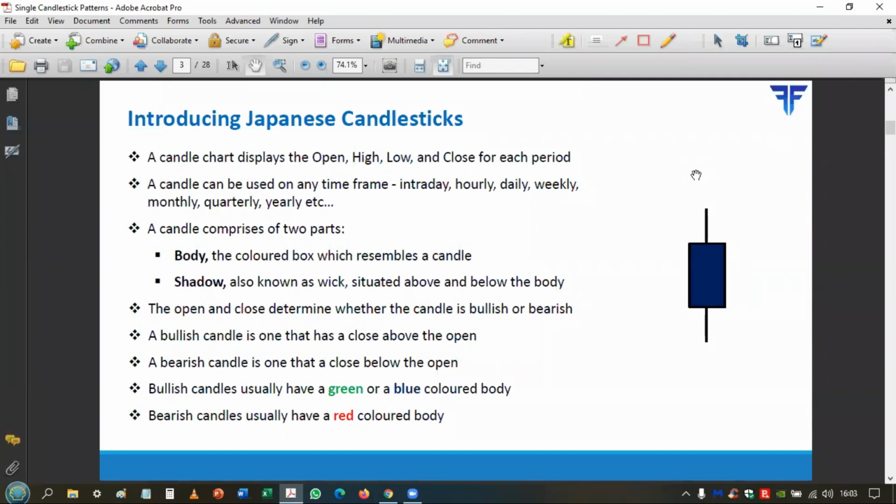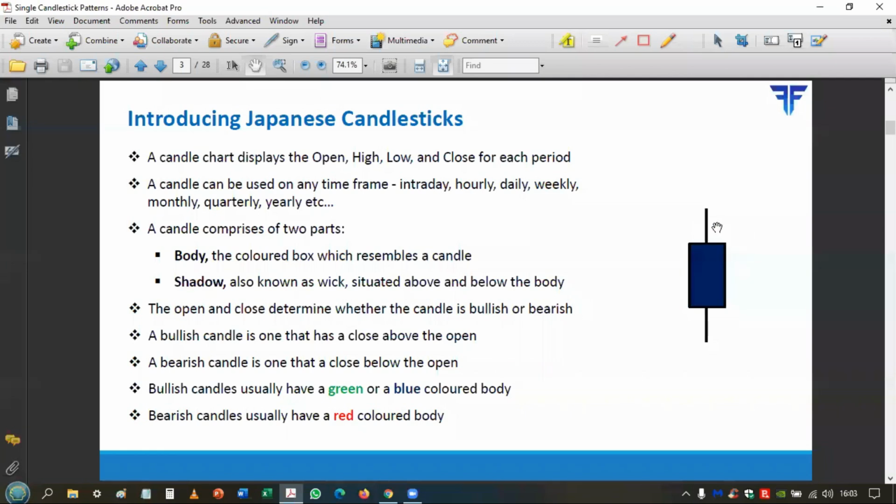As you can see on this slide, the image on the right shows what a Japanese candlestick looks like. A Japanese candlestick, just like other charts such as the bar chart, displays 4 different pieces of information for each period. They are the open, the high, the low, and the close.